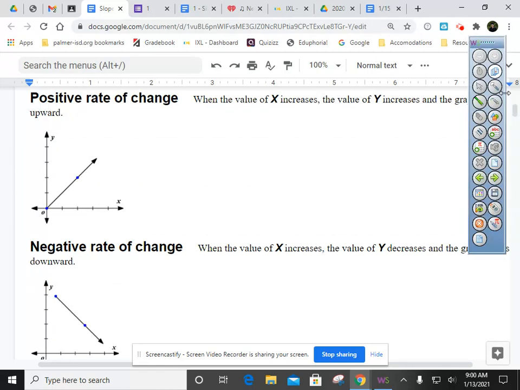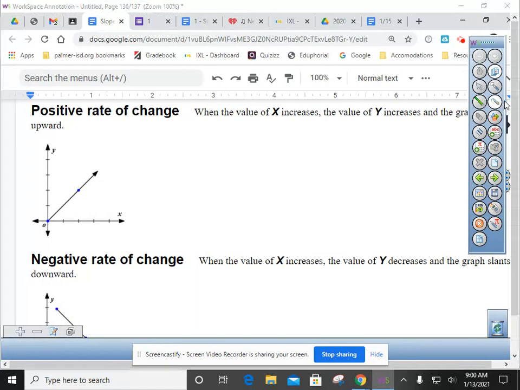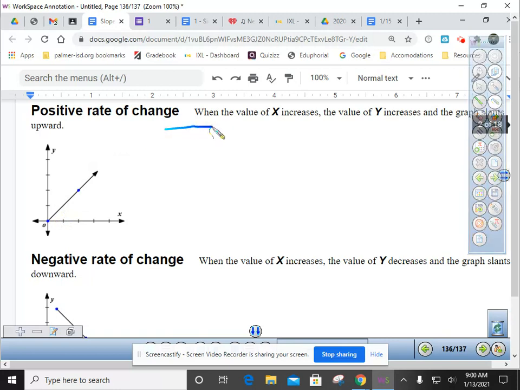Before we get into drawing or anything like that, we're going to talk about positives and negatives. And before we start that, I have a question. Which way do you read? Left to right or right to left? Left to right. You also are going to read these graphs from left to right. Always. Okay? So, we're going to talk about positive rate of change or positive slope.